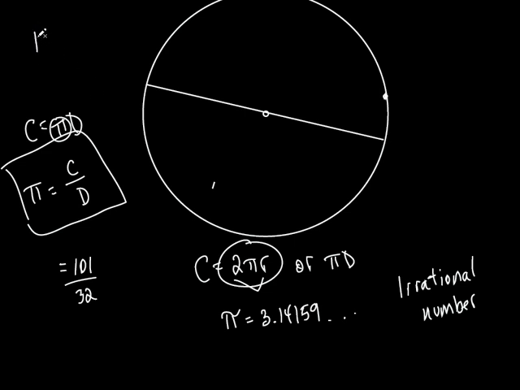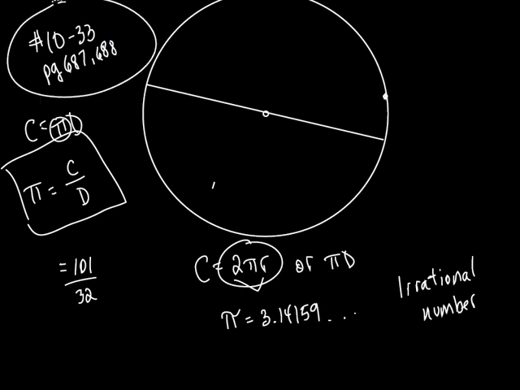Your homework is 10 to 33 on page 687. It goes to 688 as well, but there you go. 10 to 33.